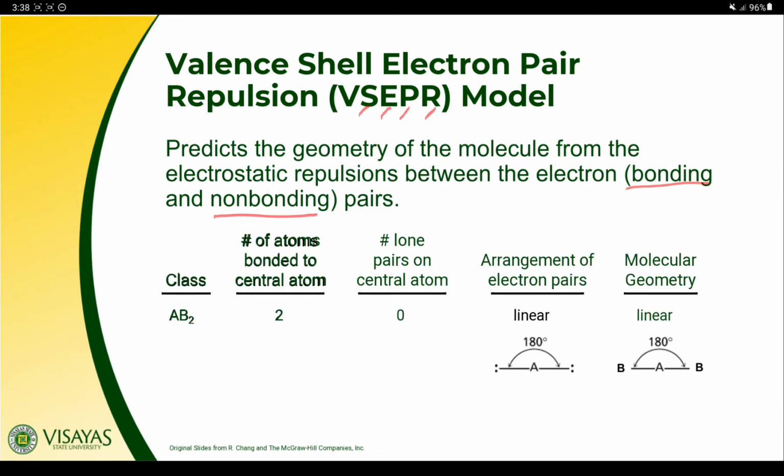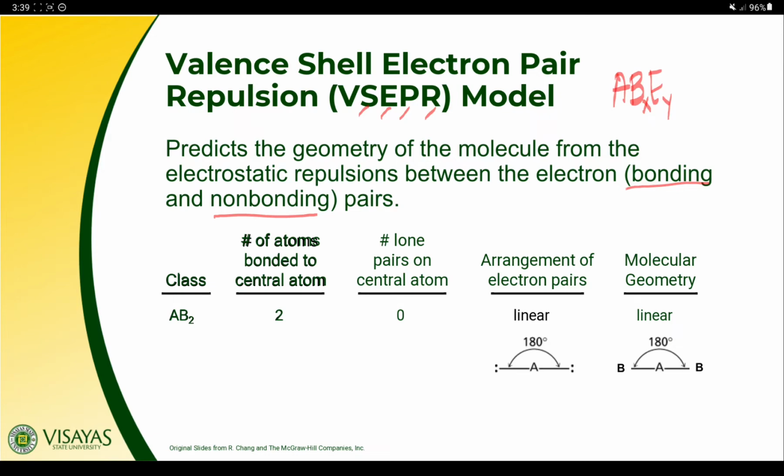So in VSEPR, we use the so-called class with A, which stands for the central atom, B, which are the atoms bonded to the central atom, and E, which are the electron pairs on the central atom. We use X as the subscript for B, meaning how many atoms are bonded to the central atom, and Y as the number of lone pairs on the central atom.